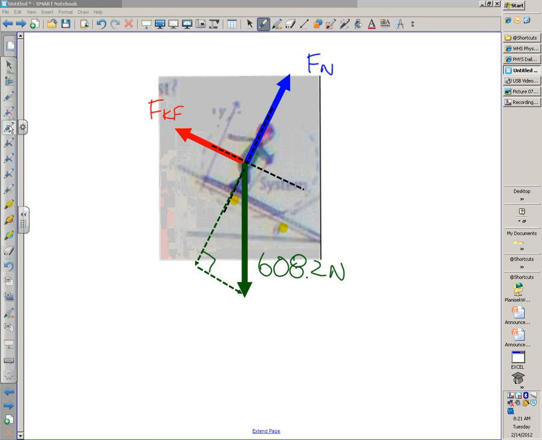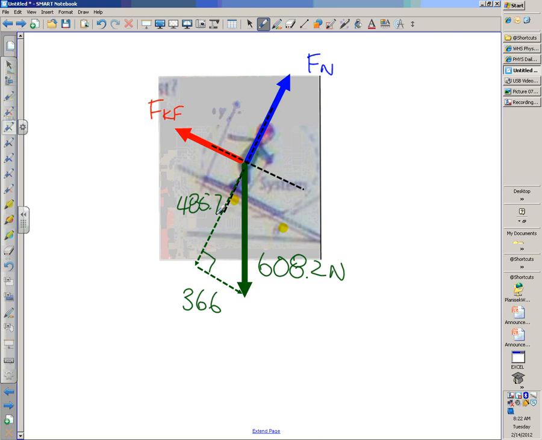Just to reiterate, when we're doing this triangle with the gravitational force, the force of gravity, the solid green line, always has to be the hypotenuse of this triangle. So make sure you're making your triangle correctly. All right, what did we get? Parallel component? 366. Perpendicular component? 485.7. All right, good there?